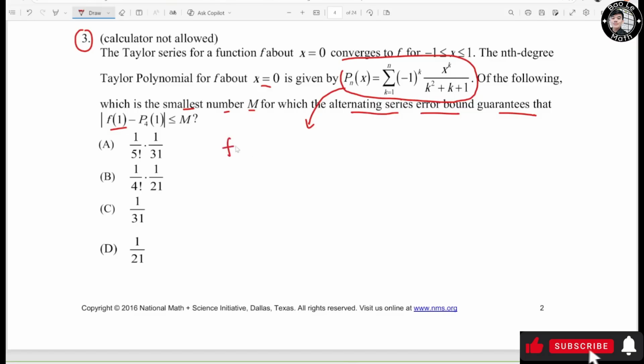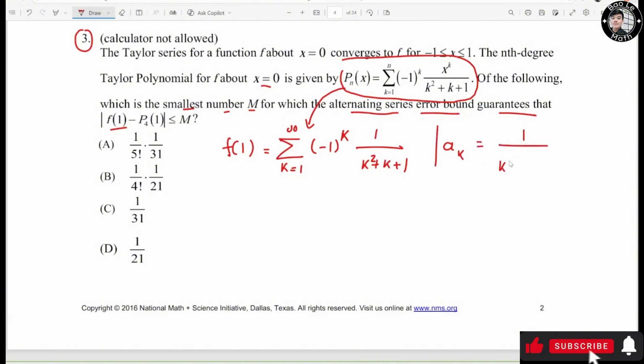So we have f of 1. Substitute 1 for s over here, right? So this is actually an alternating series, right? With the terms a sub k equals 1 over k squared plus k plus 1, right? Let's generate this when k starts from 1 to infinity, right?